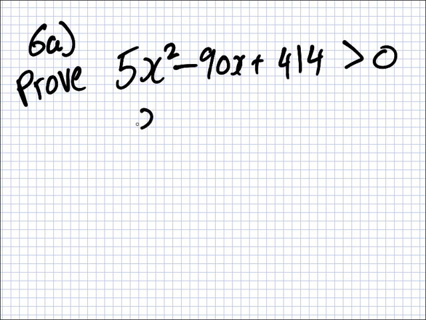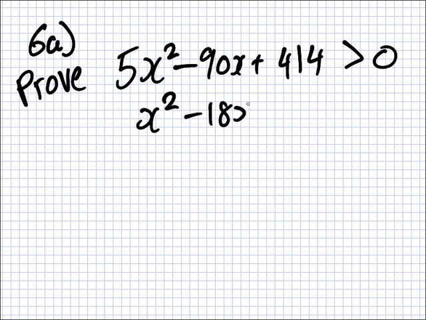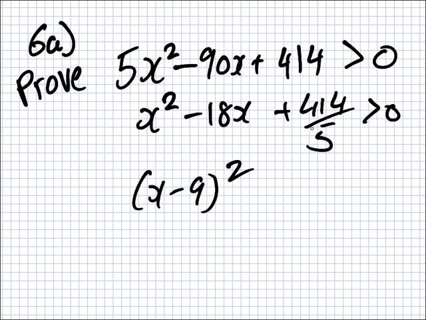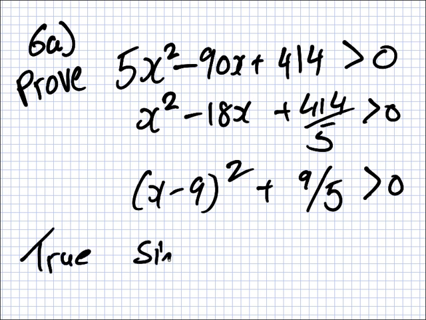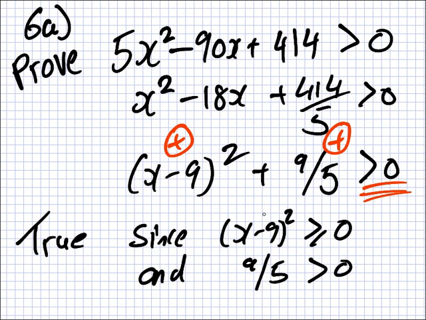Okay. So, first I'll divide by 5. No, Stephen, that's not 45, that's 18. And this is x minus 9 squared, and then whatever 414 over 5 is. Plus 9? Yep. Plus 9 over 5, greater than 0. Now this is true since x minus 9 squared is bigger than or equal to 0, and 9 over 5 is more than 0. If you have something which is positive and could be 0, plus a positive, which can't be 0, then the total must be more than 0. So this ends the proof then. Okay. Not too difficult.